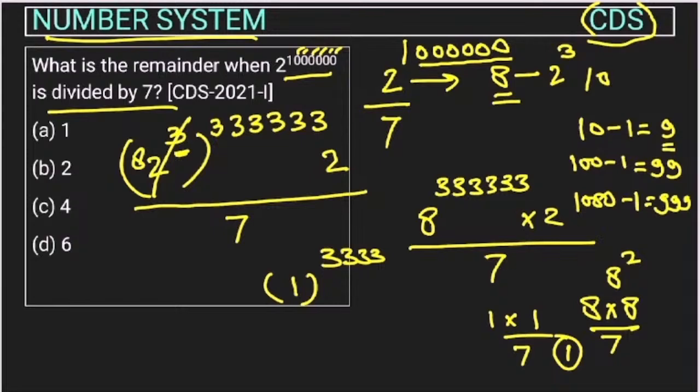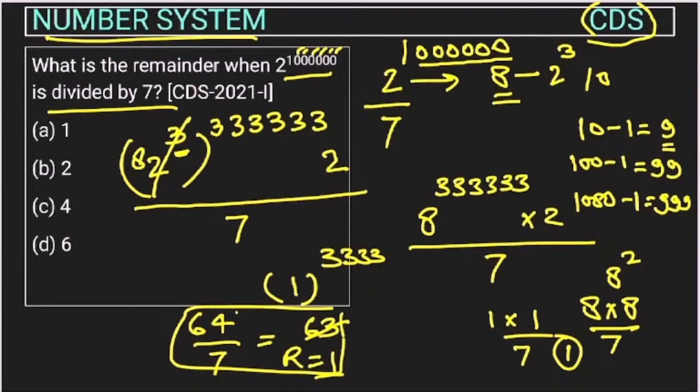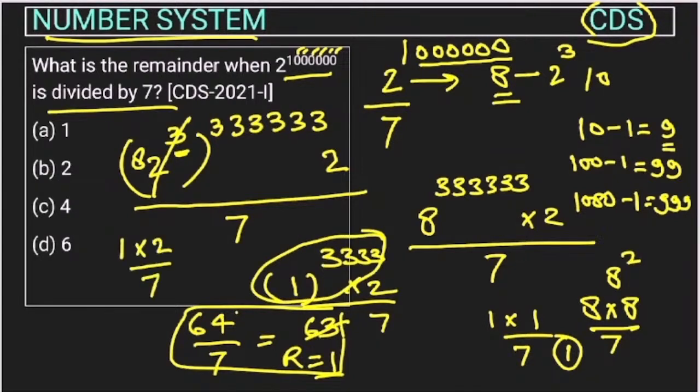Because 8 into 8 is 64, and if we divide it by 7, how many times will it go? 7 eights are 56, 7 nines are 63. So it goes 9 times and 1 will remain. The remainder in this case is 1. The same approach we are using. So this will be 1 into 2 upon 7. No matter what the power of 1 is, this will be 1 only. Now 2 is not divisible by 7, so the remainder will be 2 only.